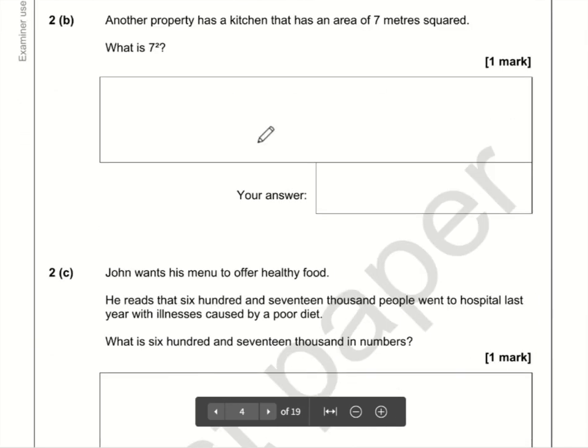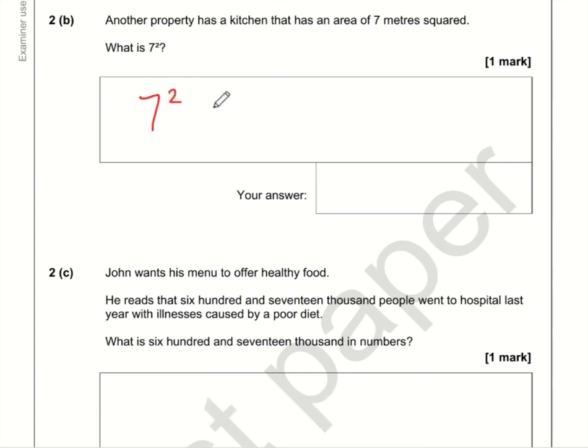Question B, what is 7 squared? Well, 7 to the power of 2, or 7 squared, that means 7 times by 7, 7 sevens are 49.